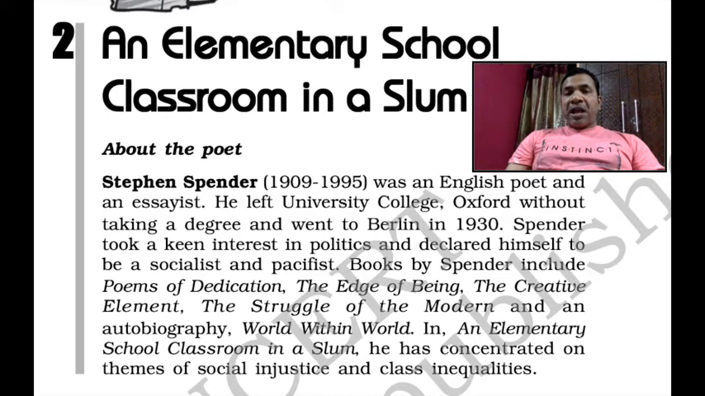Spender took a keen interest in politics and declared himself to be a socialist and pacifist. So taking interest in politics, he declared himself to be a socialist and pacifist. Socialist means the person who is working for the society, and pacifist means the person who has got pacified opinion, the person who has been working for the establishment of peace in society. So in this way he was working as a pacifist. Udarvadi unka drishtikon tha, shantivadi drishtikon tha, ye pacifist ka matlab hota hai.